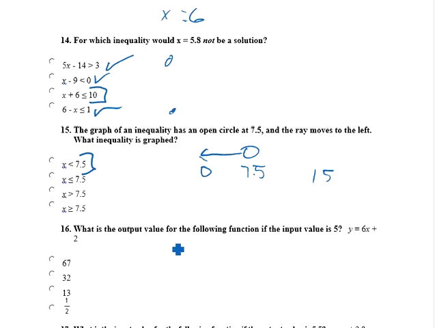Number 16, what is the output? That's the y for the following function if the input value is 5, input is the x. So we're going to put this 5 in where the x is. And I'm going to put the 2 over here. I just moved this 2 up there. So now, put 5 in there. 6 times 5 is 30 plus 2. 30 plus 2. So y equals 32. But I've probably done more work than we really need to.